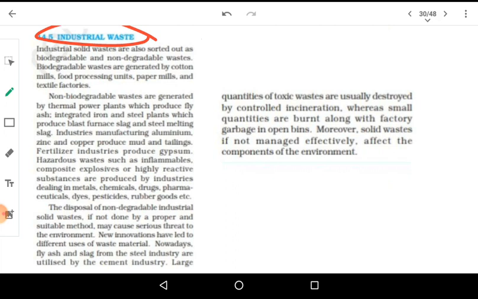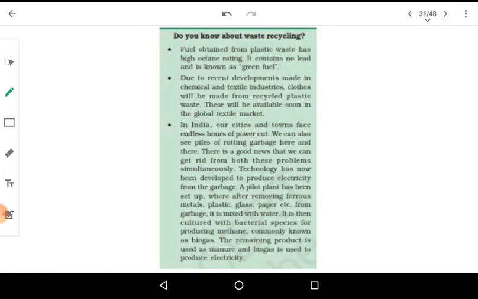So they have to be incinerated. The method in which these wastes can be removed is incineration, whereas small quantities of garbage can be deposited in proper bins. But solid waste, if not managed effectively, affects the components of the environment. This is the important point.